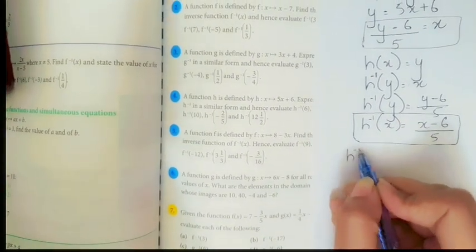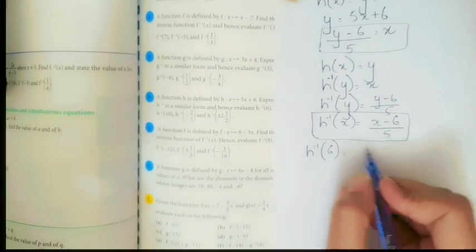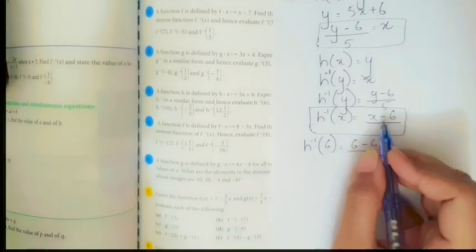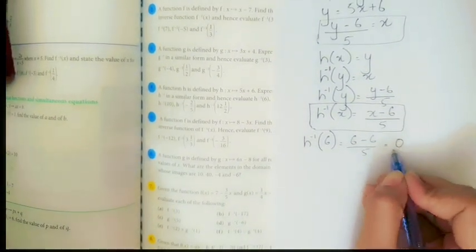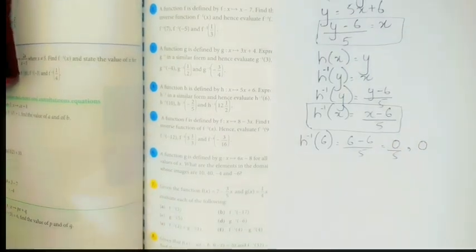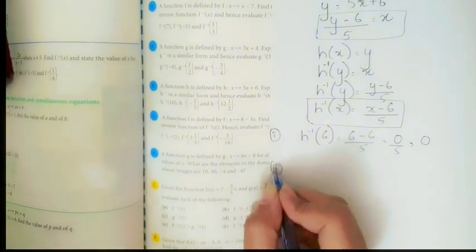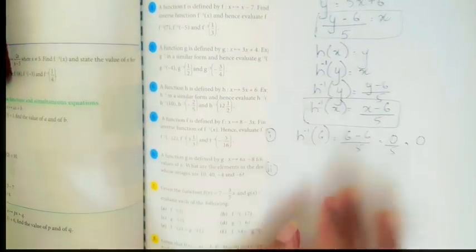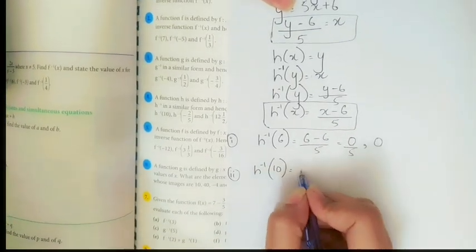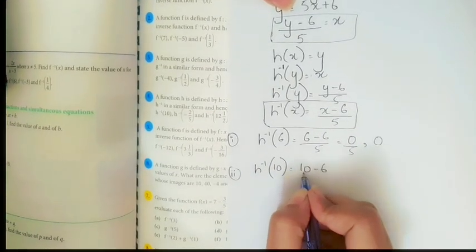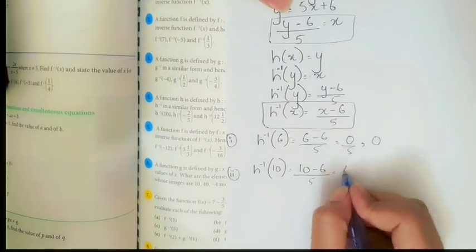See how we can do h inverse of 6. In place of x I'm writing 6 over here. Now 6 minus 6 upon 5, here also I have written 6 in place of x, and 6 minus 6 would be 0. 0 upon 5, so the answer would be 0. Okay, now this was the first part. Second part is h inverse of 10. Okay, very simple. H inverse of, in place of x write 10. Now 10 minus 6, again I have written 10 in place of x and solve. That would be 10 minus 6 is 4 upon 5.